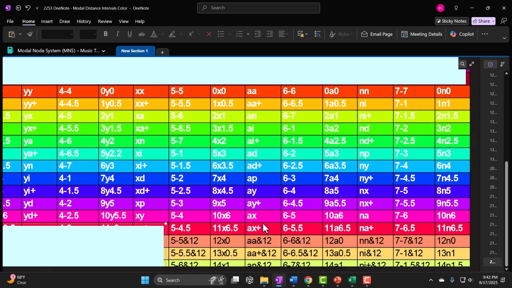Lands us on the Mixolydian continent. AX modal range, a 6-5 modal range, 10 notes away from the Aeolian node, 6 modal half steps, which would be 7 scale degrees or minor 7.